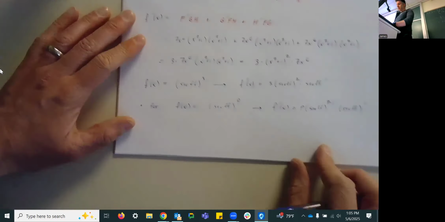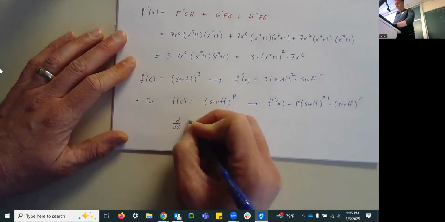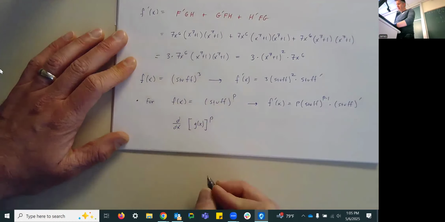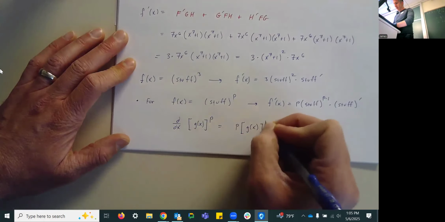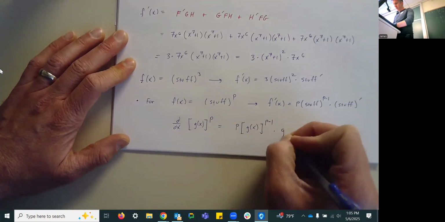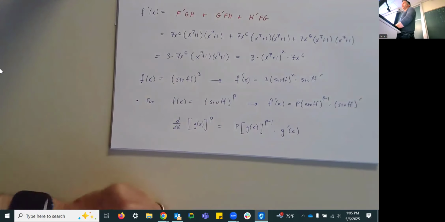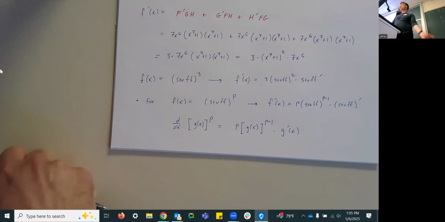Or as someone who doesn't like writing the word stuff might write, if you're trying to take the derivative of some g of x raised to the p power, it's going to be p times g of x to the p minus 1 times g prime of x. But I like saying the word stuff, so I'm going to say that a lot. It's probably the best word in math. So we know the power rule version of the chain rule now. So let's do some examples.